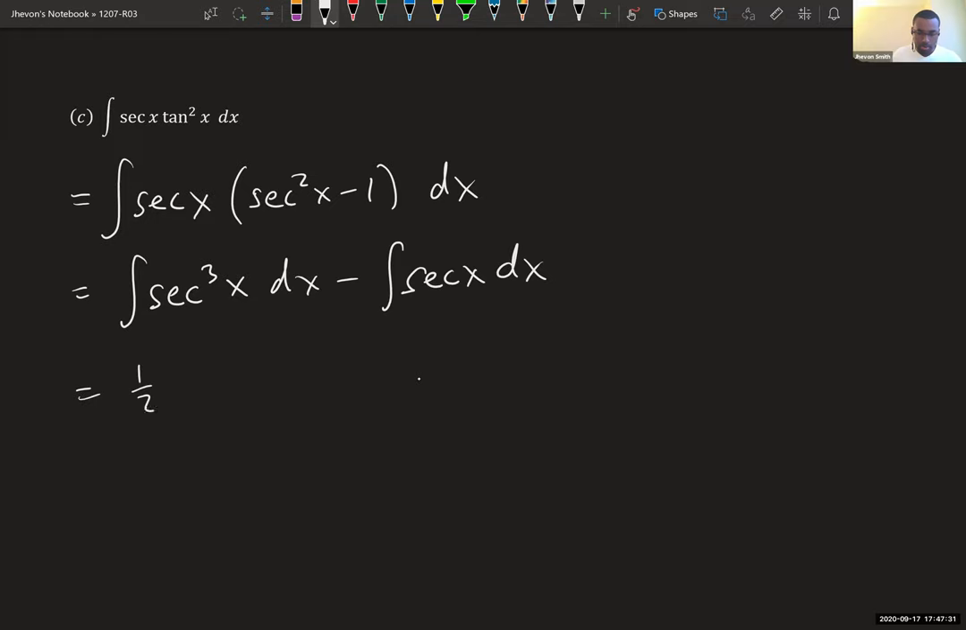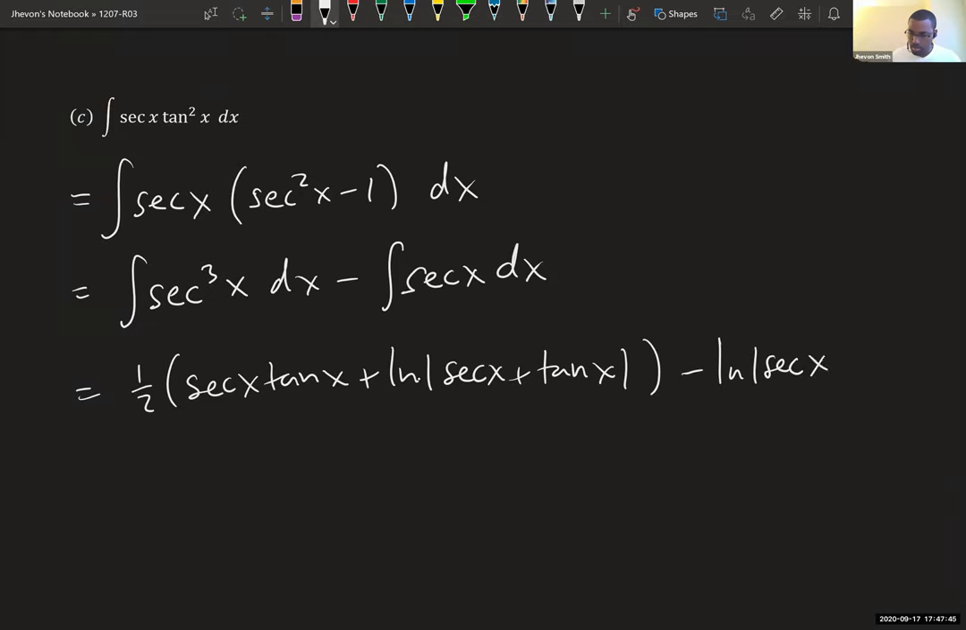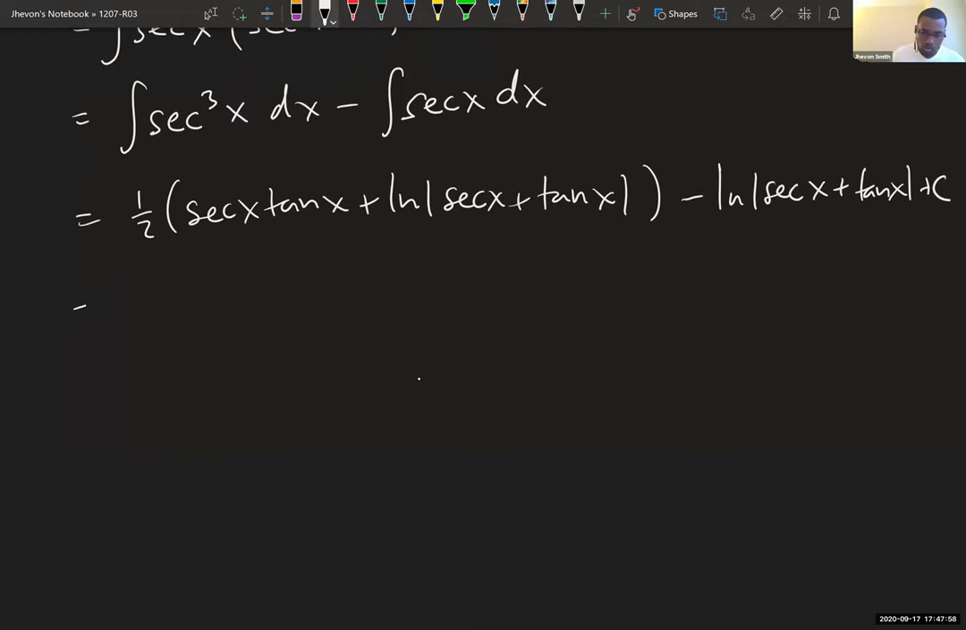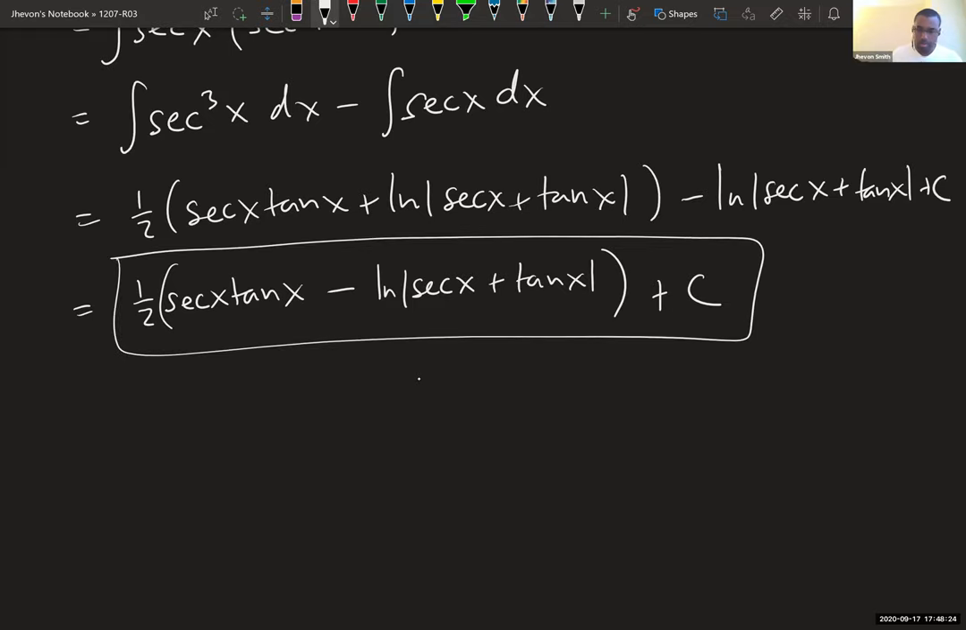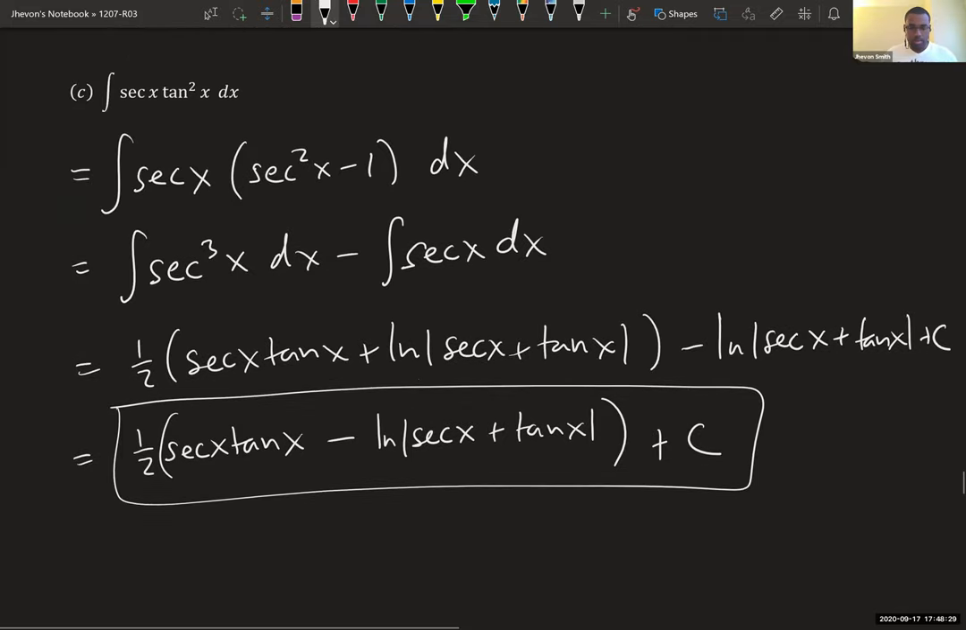So we have that. So we now have 1/2 ln of secant x plus tangent x, and then we minus ln of secant x plus tangent x. So that's just a negative. You can put this in here. Okay, awesome. So here we used our newly found basic rule.